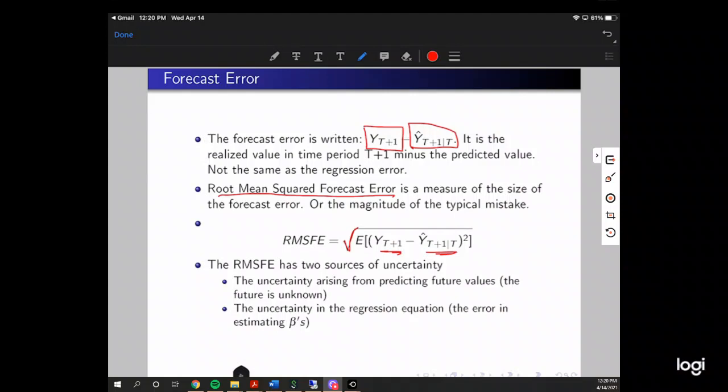The first is the uncertainty arising from predicting future values. In other words, the future is unknown. So when we have our model here of y_{t+1}, we're predicting based on our first order autoregressive model with y_t here.